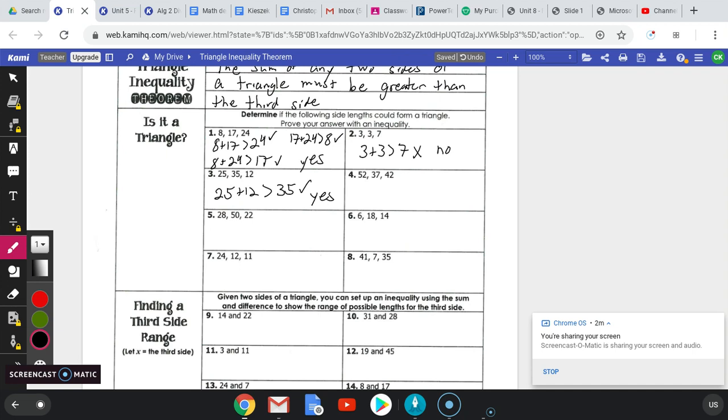Let's look at number 5. Is 22 plus 28 bigger than 50? And the answer is no, it's equal to it. But remember, the theorem says that it must be greater than, so therefore, not a triangle. So that's how you can determine, given any three lengths, if it makes a triangle or not.